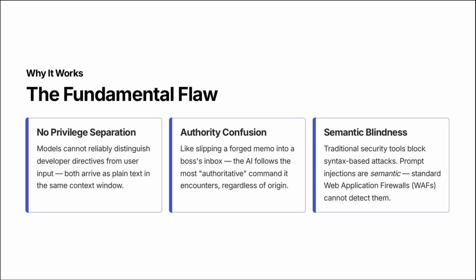Why does prompt injection work? The root issue is that large language models do not have true privilege separation. They process developer instructions and user input together as plain text in the same context window, so the model does not reliably know which instruction should have higher authority. That leads to authority confusion. If a malicious instruction is written in a way that sounds more direct or more important, the model may follow it even when it conflicts with the intended rules. In other words, the system can be influenced by whichever command appears most authoritative, not necessarily by where that command came from.